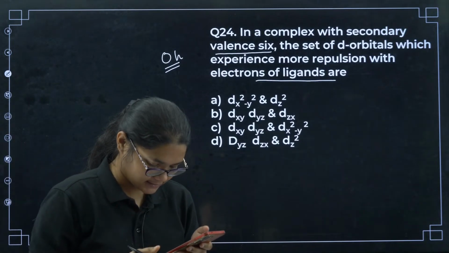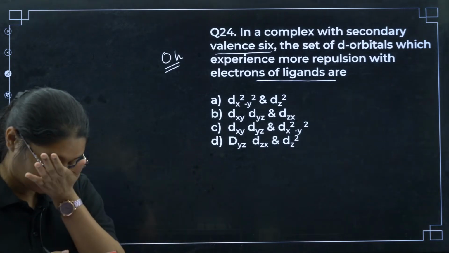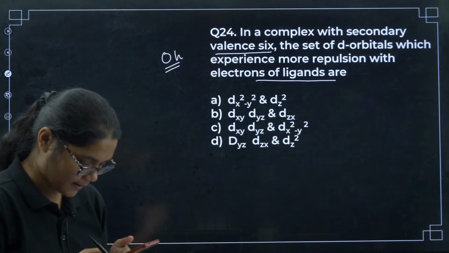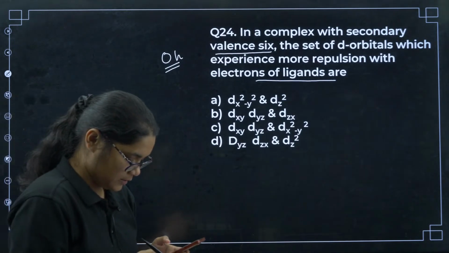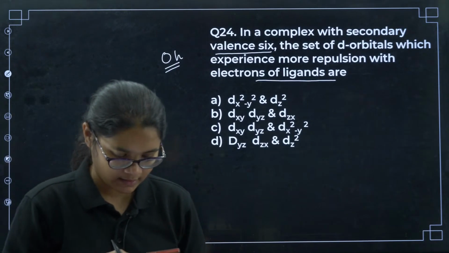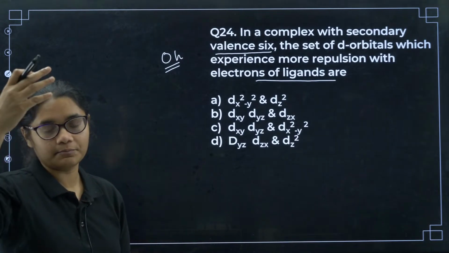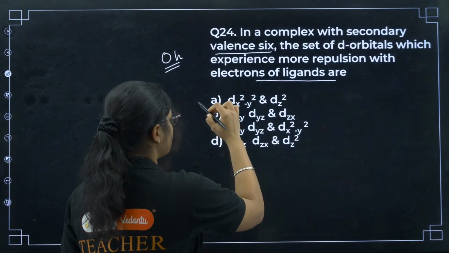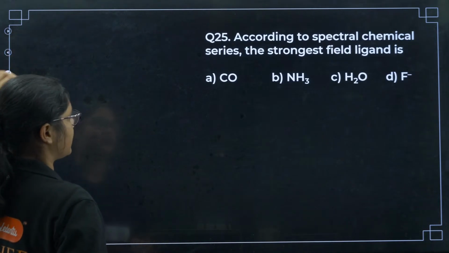Yes, Kirtana, if you do these many questions, that will be more than enough. Okay, so you know here the orbitals dx square minus y square and dz square face more repulsion, and that is why their energy rises higher. Okay, so option number A is the correct answer.